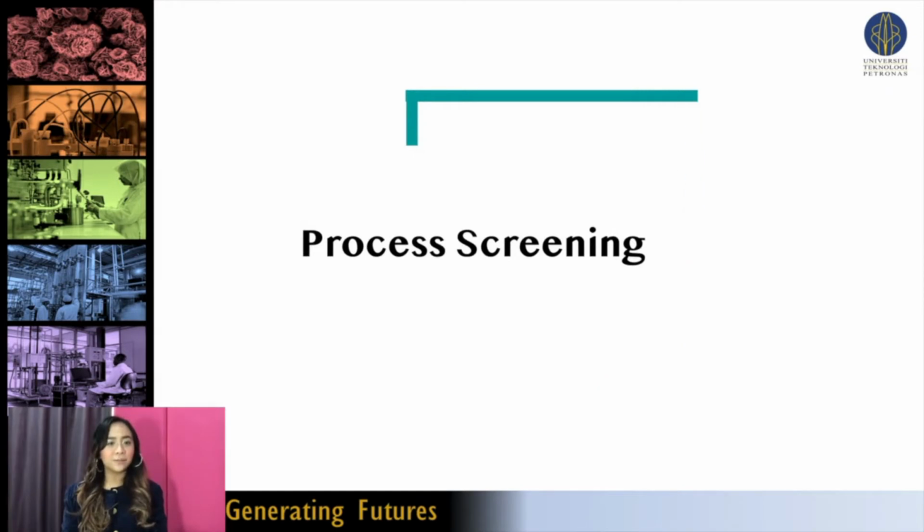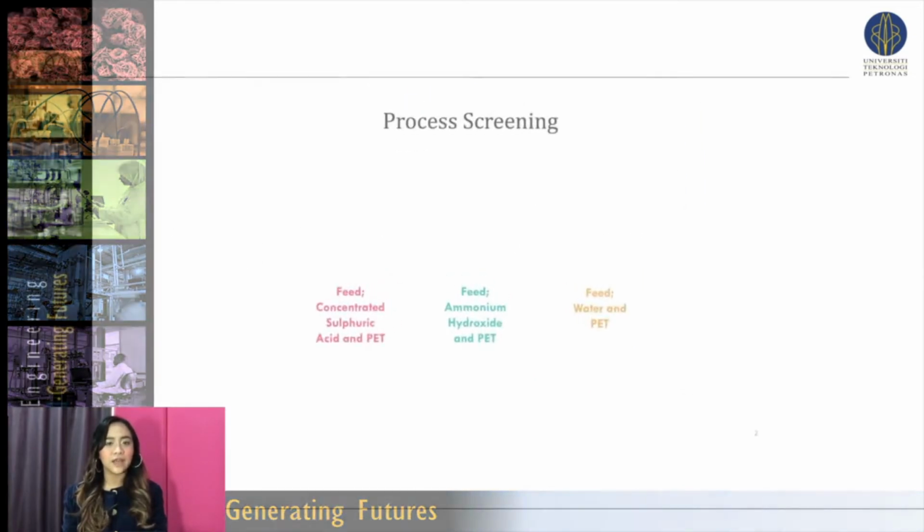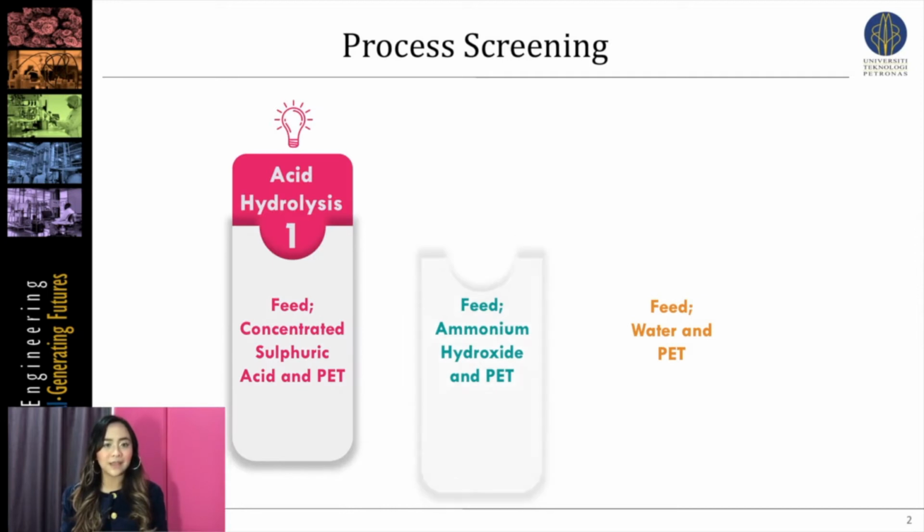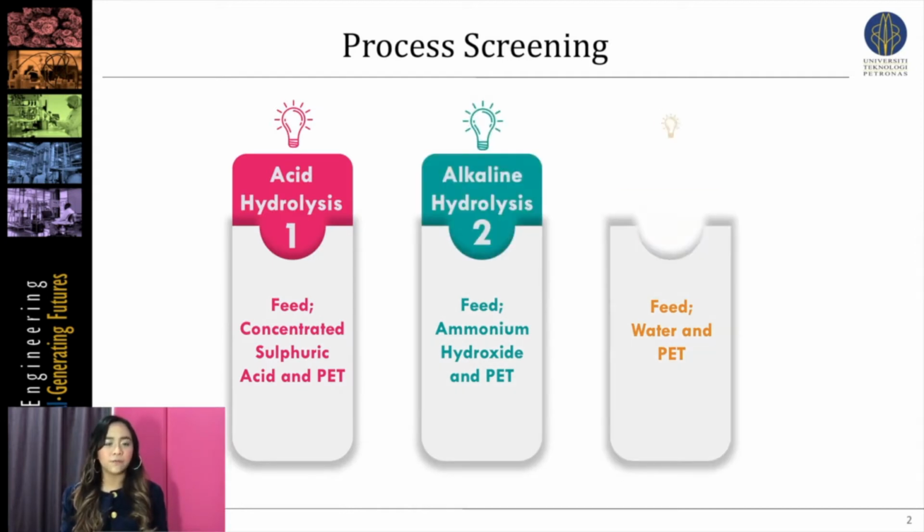The most economical method to produce terephthalic acid, also known as TPA, and ethylene glycol, also known as EG, from PET is through hydrolysis. Hydrolysis of PET received attention after the discovery of PET synthesis directly through TPA and EG, where the purity of the TPA produced is also high. So, hydrolysis of PET can be classified into three types, which include acid hydrolysis, where the feed consists of concentrated sulfuric acid and PET, alkaline hydrolysis, where the feed consists of ammonium hydroxide and PET, as well as neutral hydrolysis, where the feed consists of water and PET.